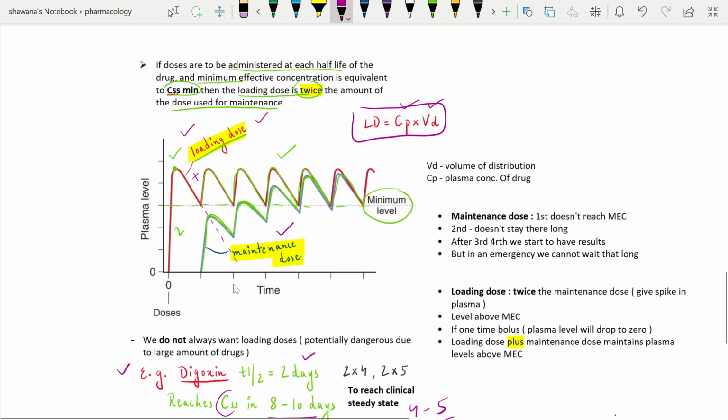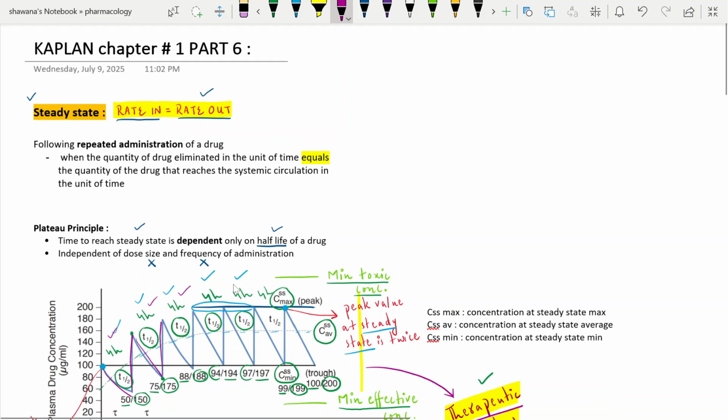So this was for today, and I hope you understand the concept of the steady state, the plateau principle, and the loading dose, maintenance doses, and etc.